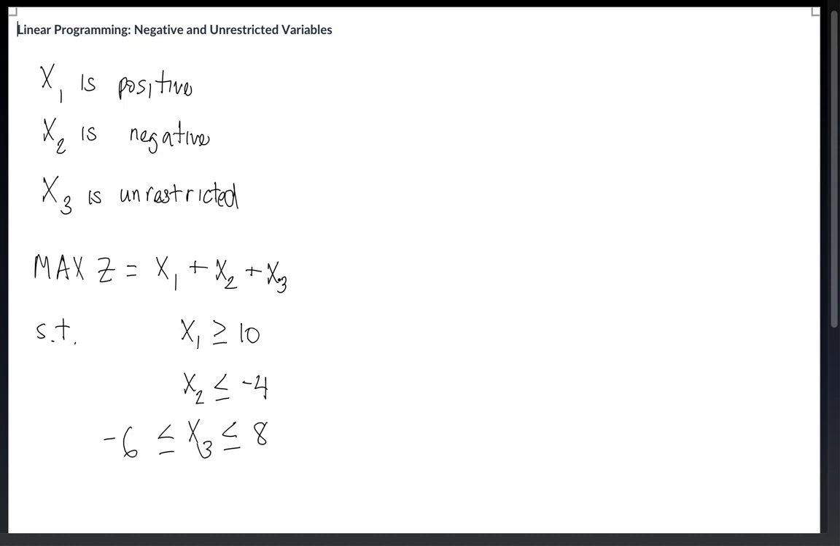Okay, so if you look at this linear program and you might think to yourself, hey, something looks wrong, then you are absolutely correct.